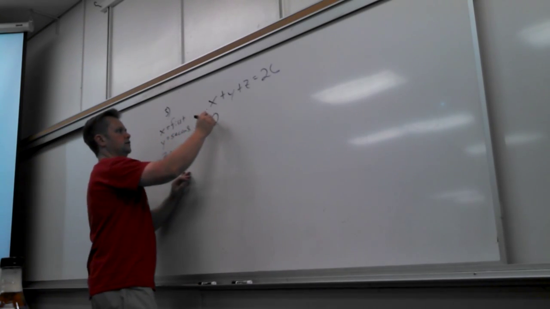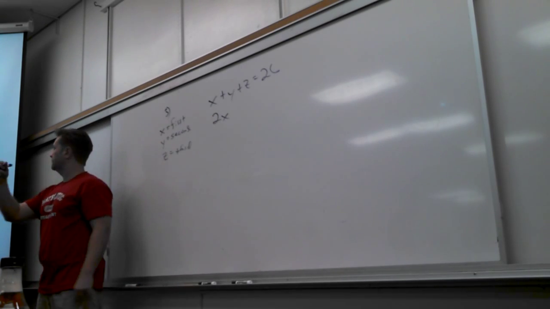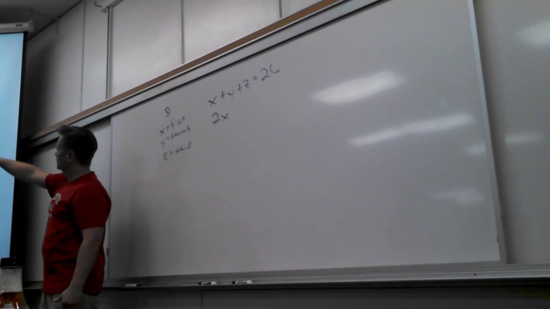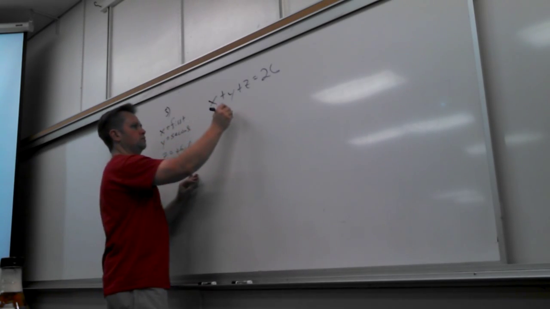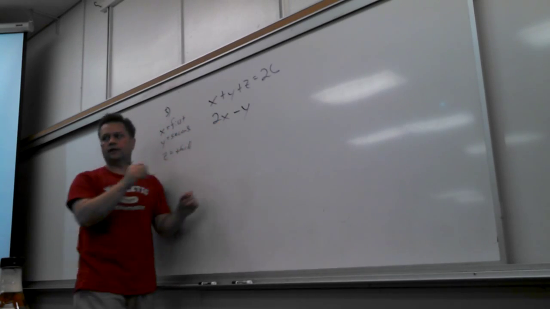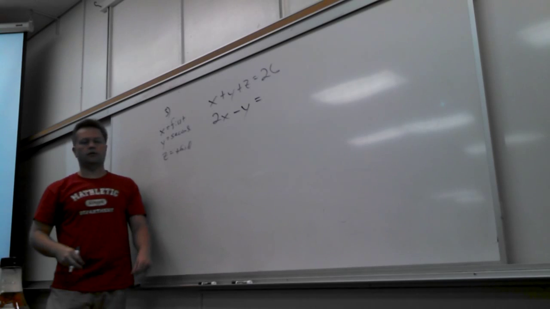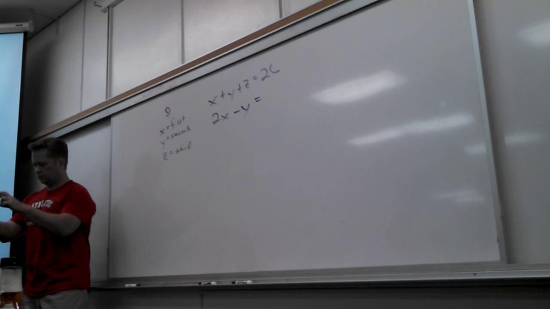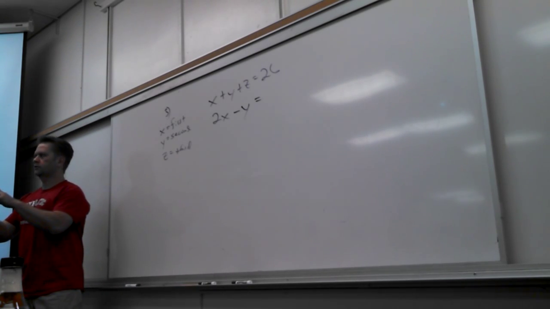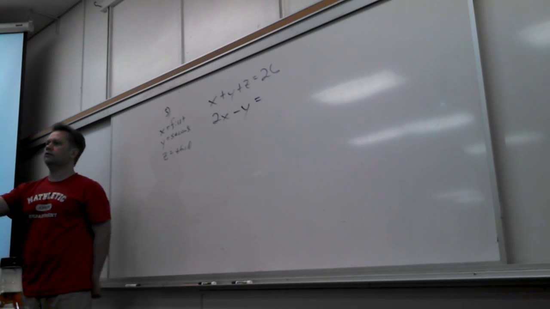Okay, twice the first. See, now it's easier that I got them identified. Minus 2y. Careful. Minus the second. Not minus twice the second. Just minus the second is 2 less than the third. Careful. Z minus 2, right? It's 2 less than the third.